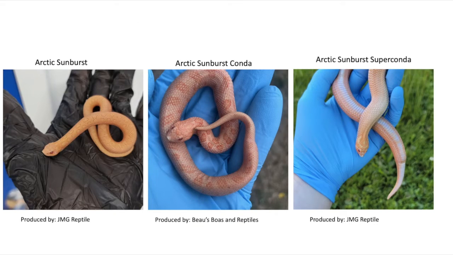Next, let's add the Arctic gene to the Sunburst. So we have examples of the Arctic Sunburst conda, and the Arctic Sunburst super conda. And I really like what the Arctic does to the saddles of some of the sunbursts. Sometimes they have that nice yellow color. And I think the Arctic Sunburst is one of the most unique combinations in hognose snakes. And you get a lot of variety in what they look like.